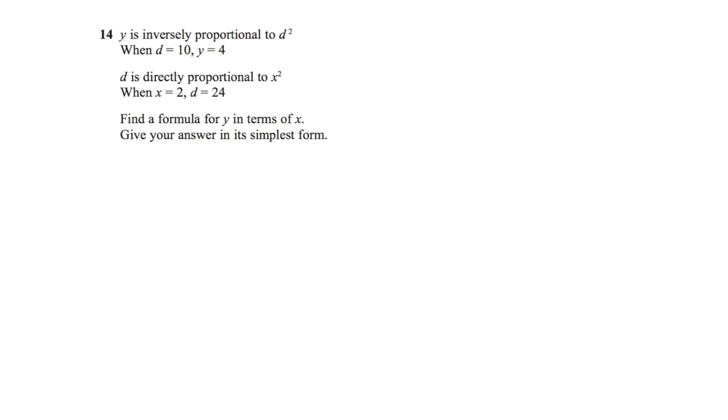So the first thing I'm going to do is to focus on the inversely proportional section. What we need to do first is write the statement of proportionality. So y is inversely proportional to 1 over d squared. Now we need to write down the formula. So y equals k over d squared.